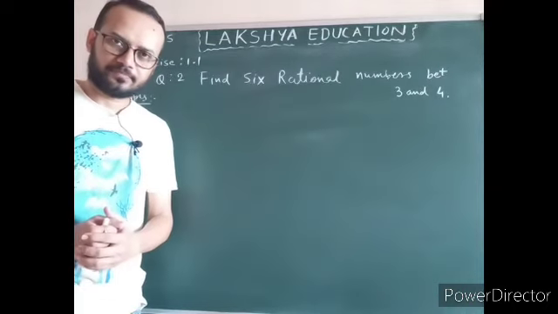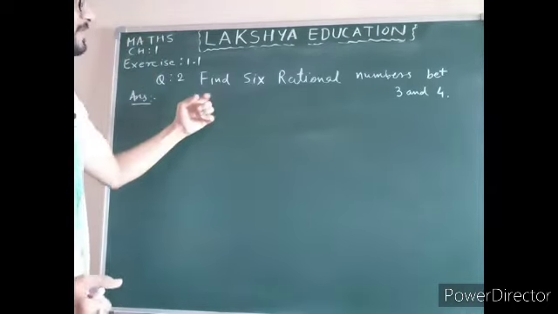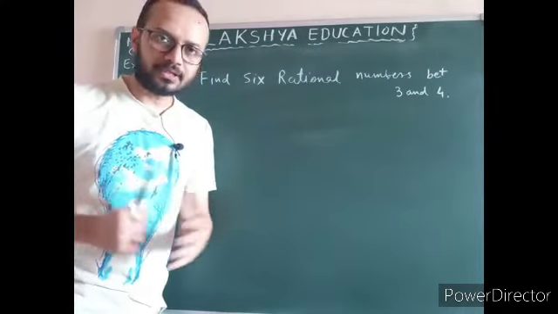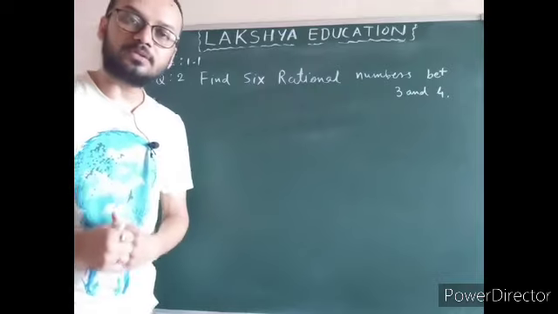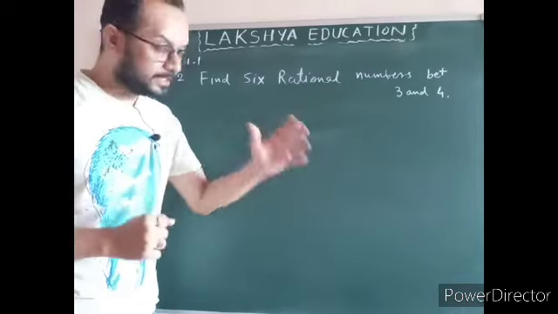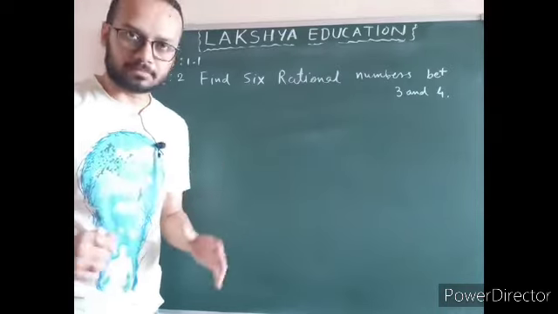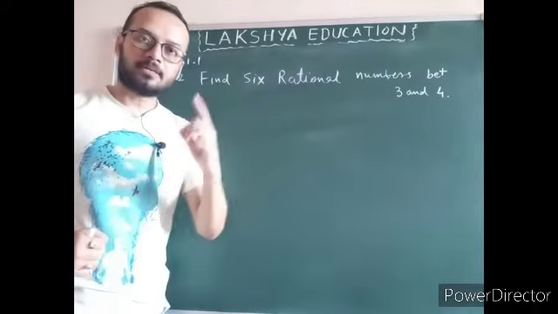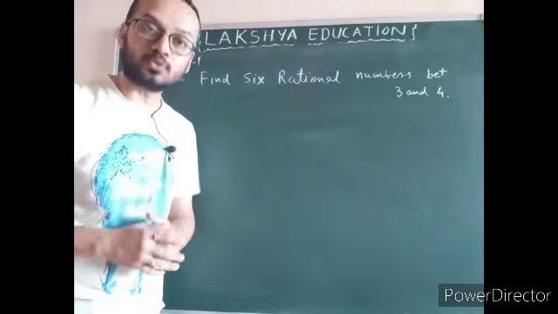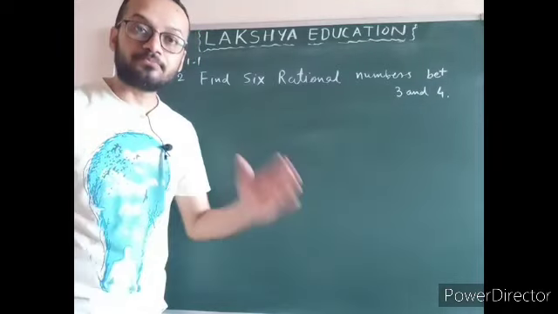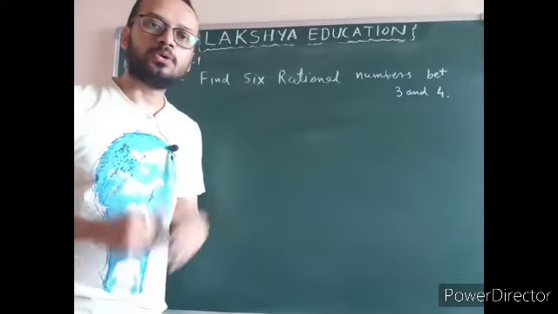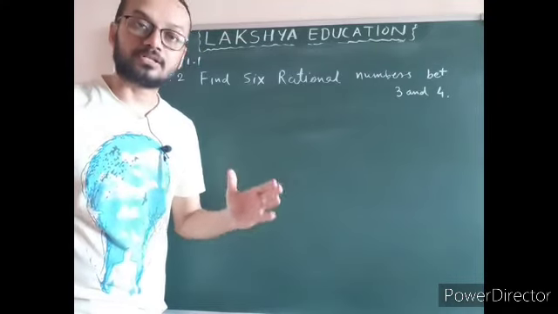Now question number 2. The question is, find 6 rational numbers between 3 and 4. If you think, how many numbers can be there between 3 and 4? If you think for integers, you cannot find any number between 3 and 4. But here we have to find rational numbers. Remember one thing, between any two numbers, we can have infinite rational numbers. It means between 3 and 4, we can have infinite rational numbers.